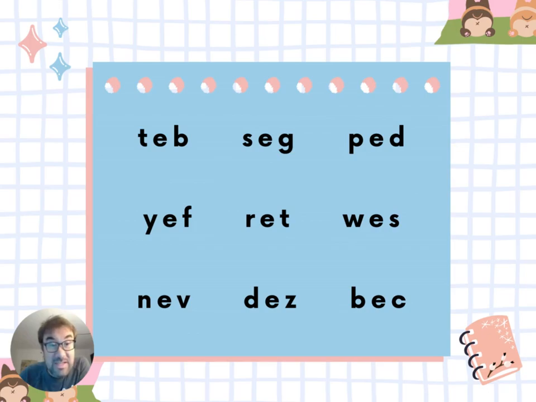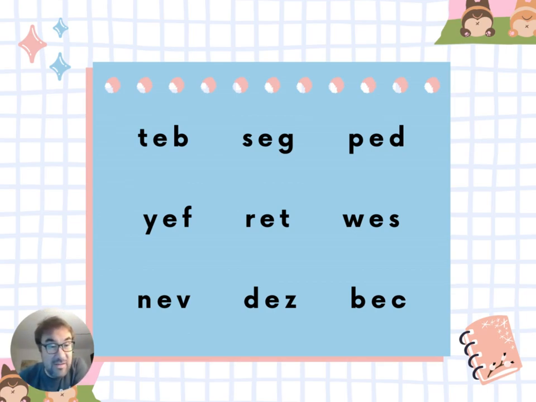And then sometimes this gets a little confusing when it's the line with the circle on this side. That's a B. So B sounds like b, b. So let's put it all together. T, eb, teb, teb. Okay? And then the next one, s, eg, seg, seg. Okay? And then it's p, ed, ped.